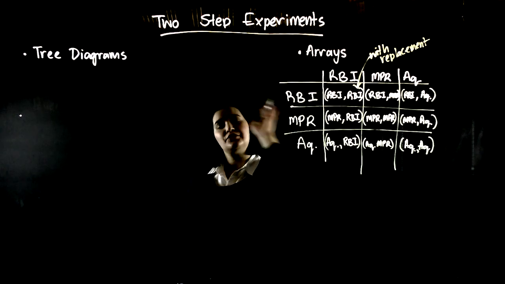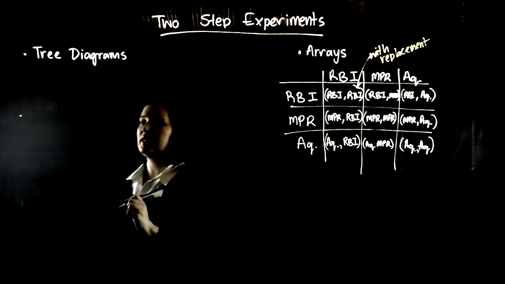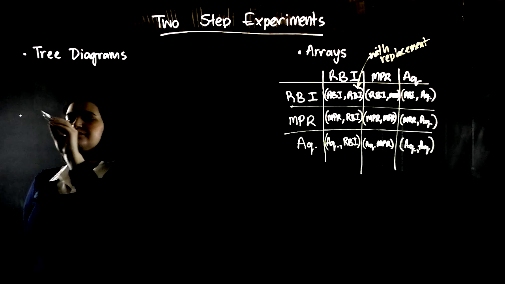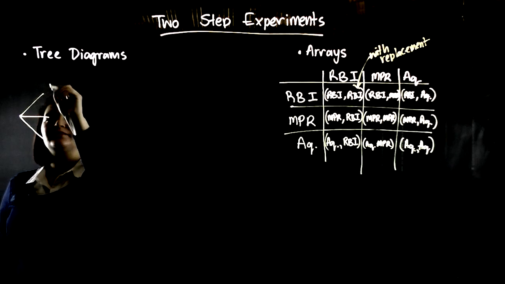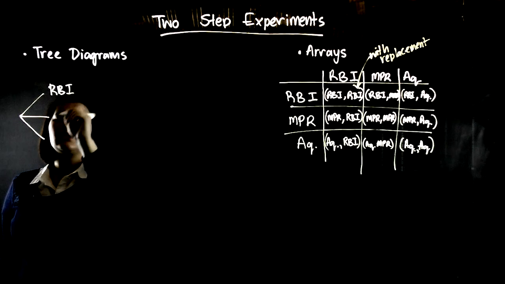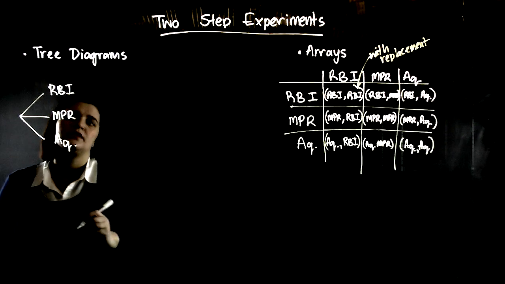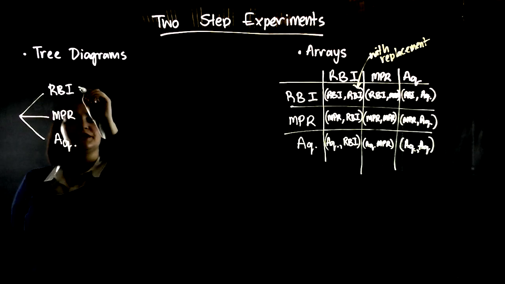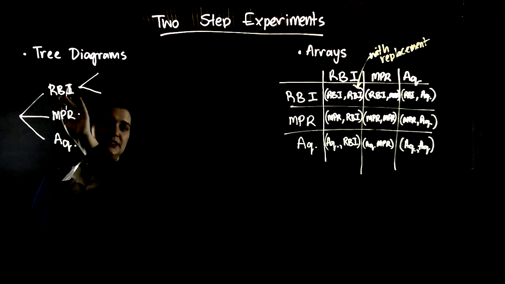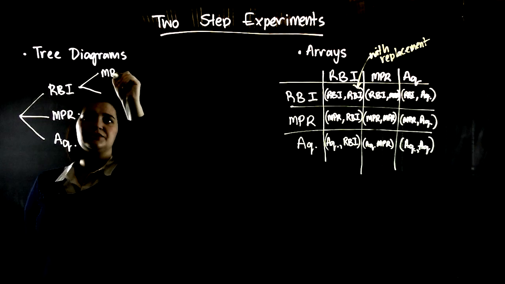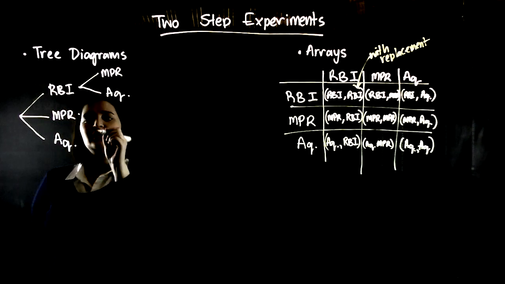Alright, I'm going to do the tree diagram without replacement, so assuming I'm not happy to see the same movie twice. So I start with a node, and then I've got 3 possible movies that I can see. So it could be Ralph Breaks the Internet, Mary Poppins Returns, or Aquaman. Then I'm drawing another node. I've only got 2 options now because I can't see Ralph Breaks the Internet again. I can see Mary Poppins Returns or Aquaman if I first saw Ralph Breaks the Internet.